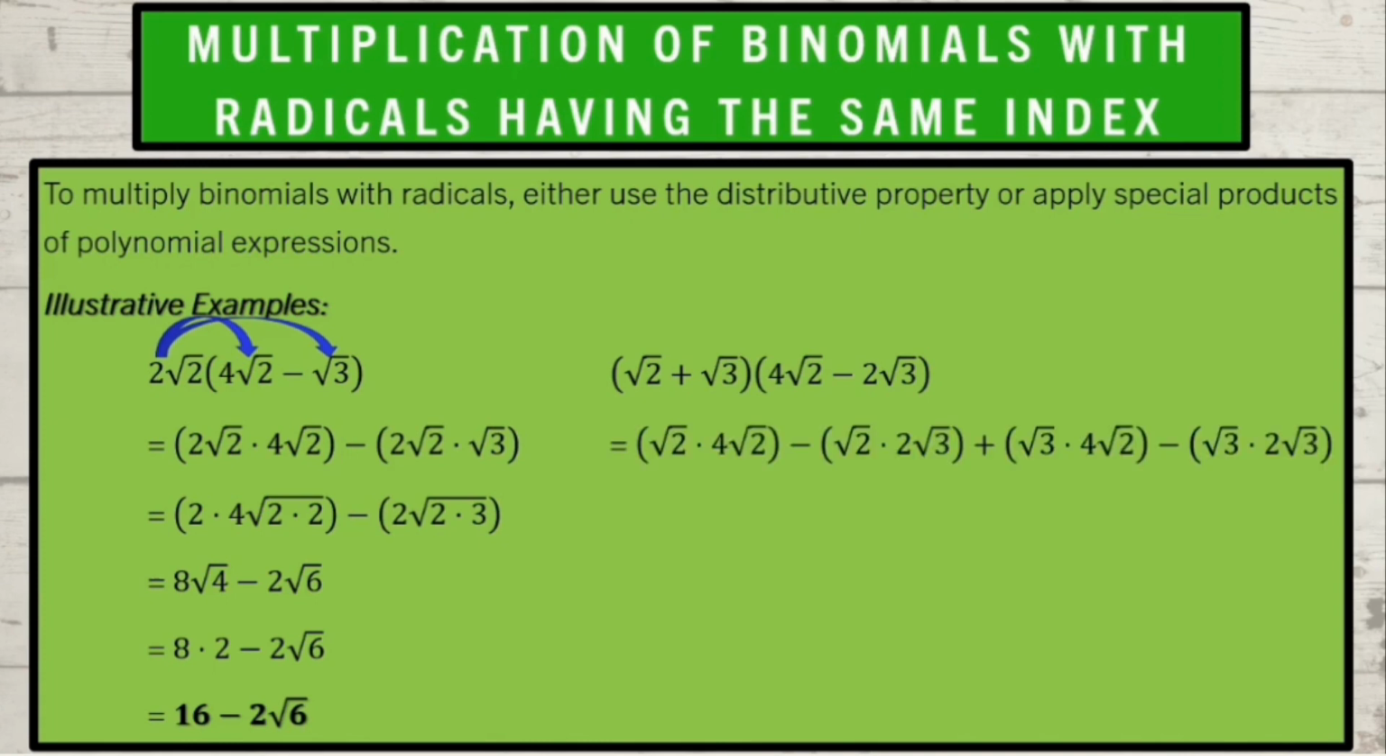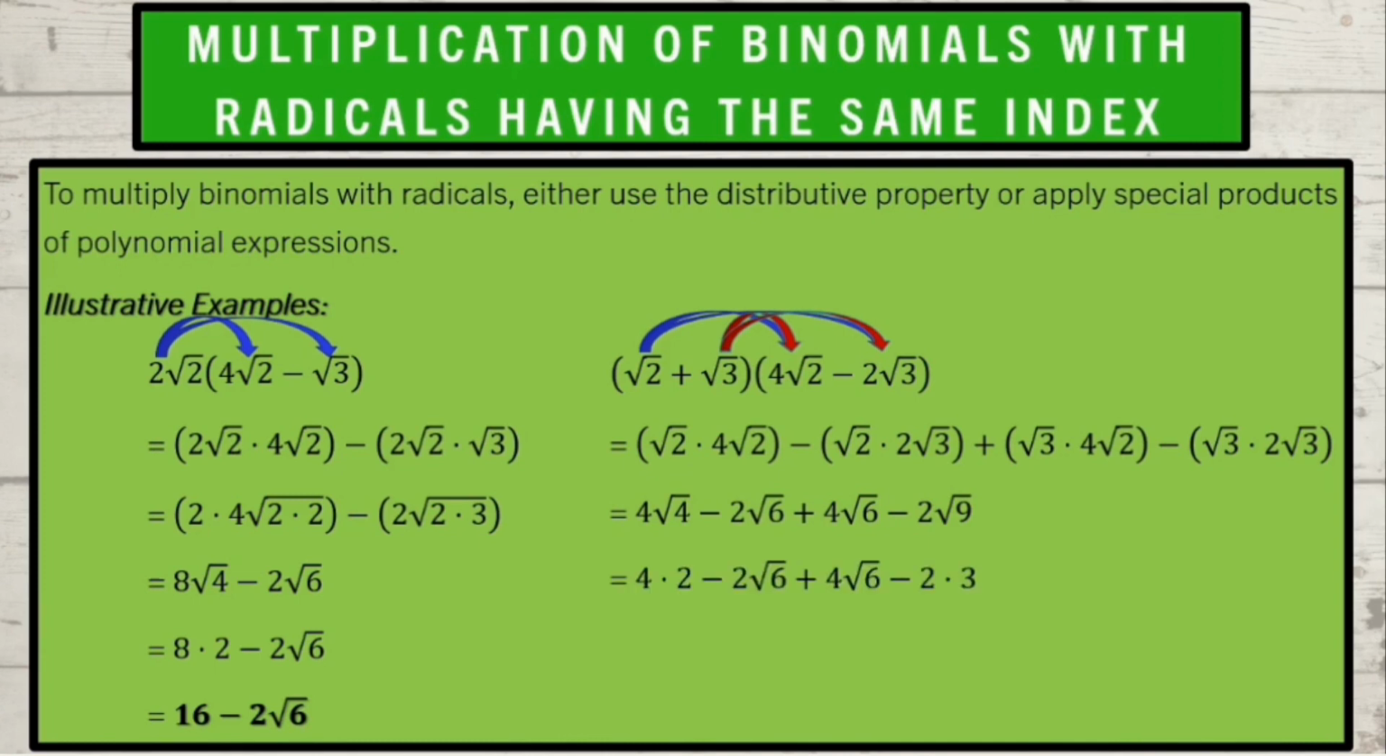So we will have for the first term, the square root of 2 multiplied by 4 square root of 2, minus the square root of 2 multiplied by 2 square root of 3, plus the square root of 3 multiplied by 4 square root of 2, minus the square root of 3 multiplied by 2 square root of 3. Perform the operation, we will get 4 square root of 4 minus 2 square root of 6 plus 4 square root of 6 minus 2 square root of 9.